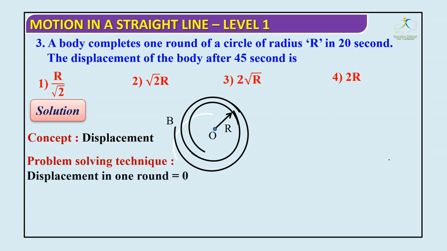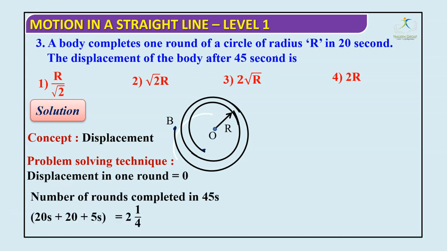As you can see, a body completes one complete round in a circle whose radius is R in 20 seconds. So this is a complete circle. Just start from here. So this complete revolution takes 20 seconds. They ask for the displacement at 45 seconds. The problem solving technique which will be applied here is that the displacement in one round is equal to 0.